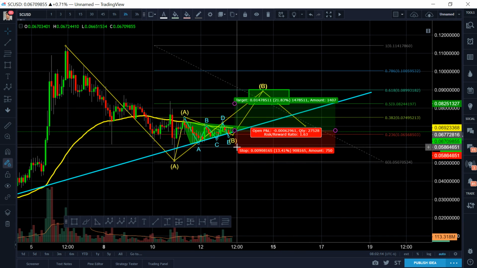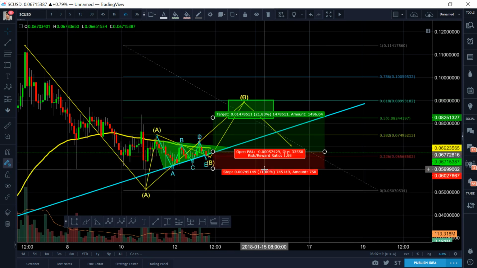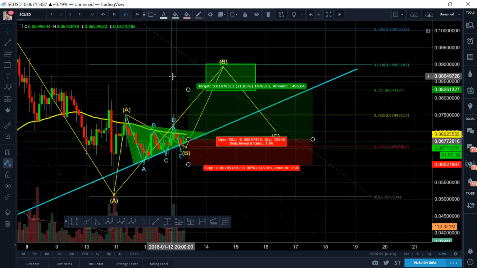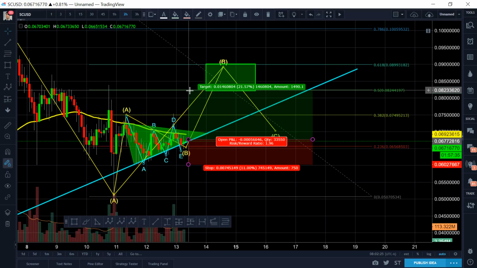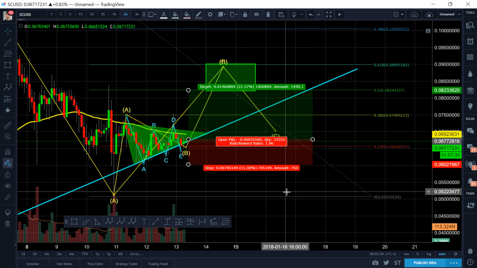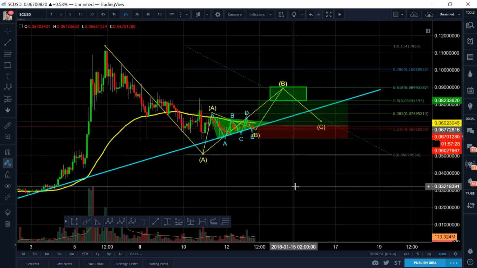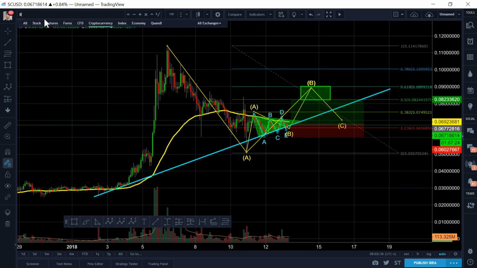Say at 60 cents or something, you have a chance to gain still about 22% on the conservative side, right? And on the aggressive side, 33% versus 22%, and you have a chance to lose about 11%. So it's still a very reasonable stop loss. So after it hit A here, let's look at Bitcoin.